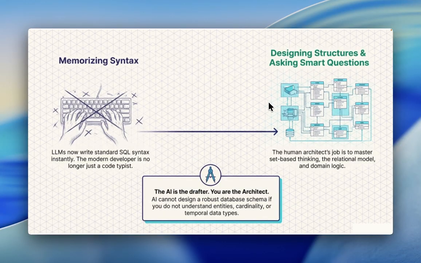Memorizing syntax is over; an LLM now writes standard SQL instantly. The modern developer is no longer just a code typist. Designing structure and asking smart questions, the human architect's job is to master state-based thinking, the relational model, and the domain logic. The AI is the drafter.